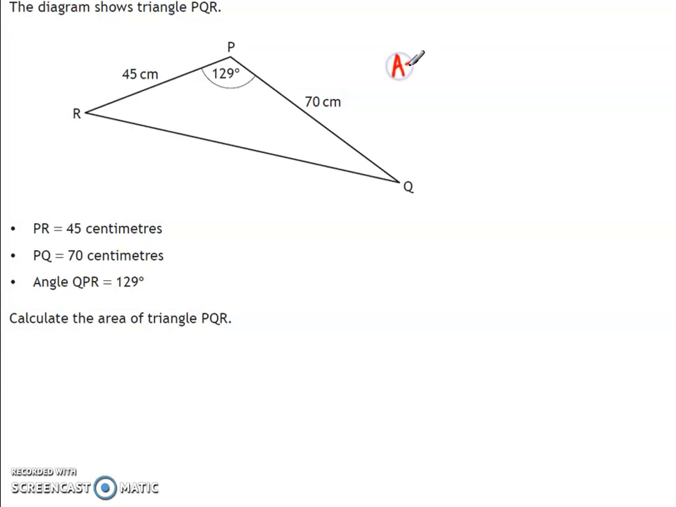But that formula is that the area of the triangle equals a half ab sine C. Now in this, the a, the b and the c all refer to the same things. The a and the b always mean the sides that make the angle, and the C is always the angle in between them. So if I look at this triangle here, my a and my b would be the 45 and the 70, and my C would refer to the angle at P, so the 129 degrees.